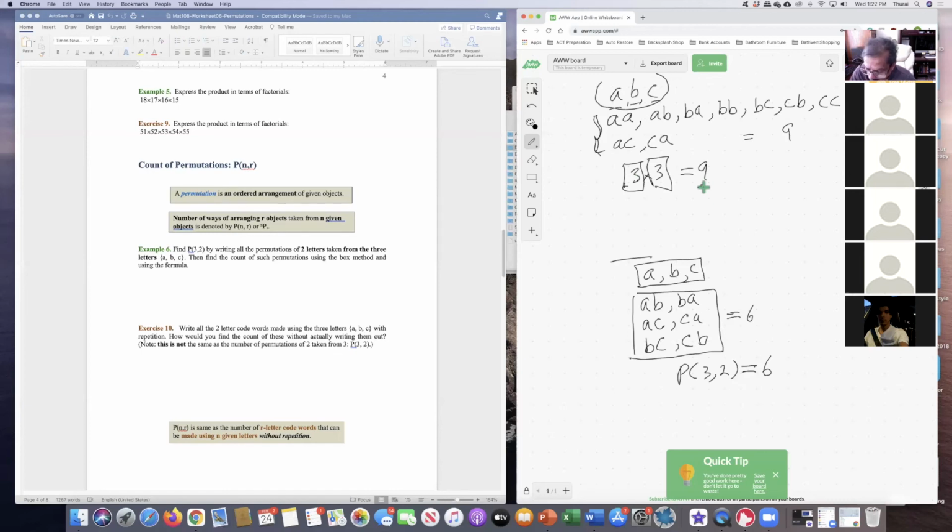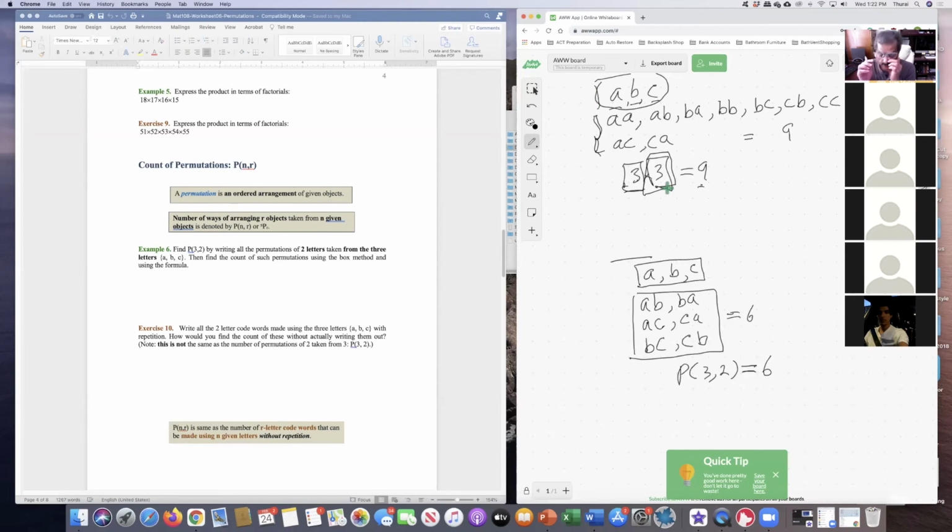Now we are able to write it out when there are 3 letters. If I give you 10 letters, you won't be able to write it out. So that's why we had to learn to count without writing them out. And the box method applies there. 3 times 3 is the answer. That's if repetition is allowed.